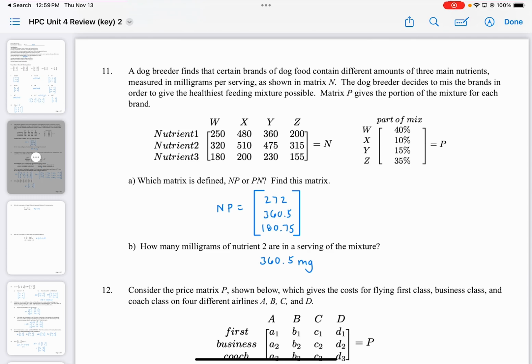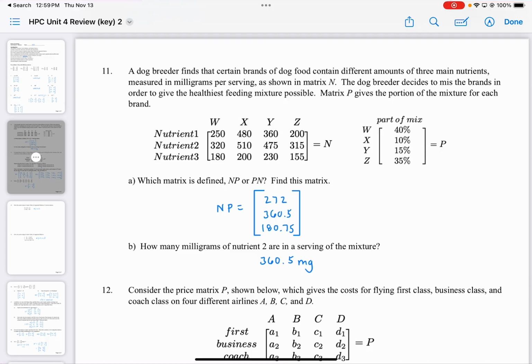So in order to get these values, I just have to multiply across my rows and down my columns, hit each one of these values with the percentages, and then add them up, and you find the value that is inside of this cell here, okay? So we get what's in there. All right, and then it asks for how many milligrams of nutrient 2. That would represent our second row, so we'd end up with 360.5 milligrams.